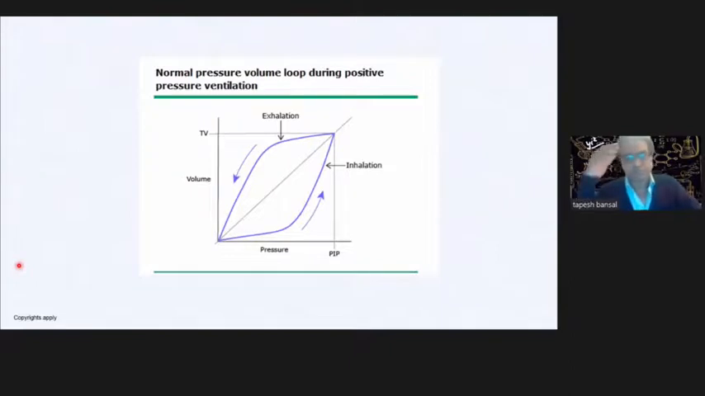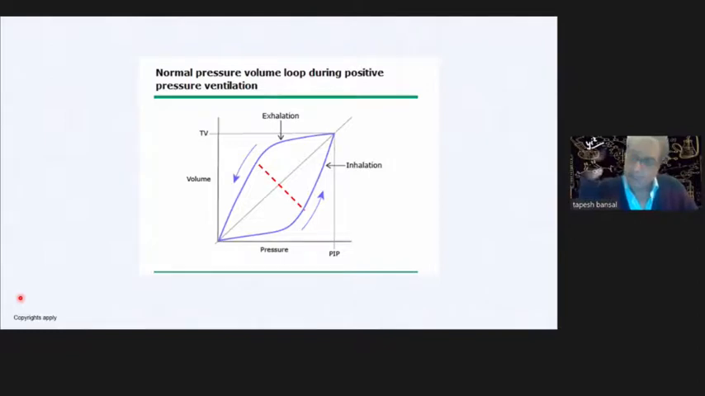This is very easily recognizable. You all know this. This is a pressure volume loop. But what is important to realize is this. This is the inspiratory loop and this is the expiratory loop here. This is a process called hysteresis.